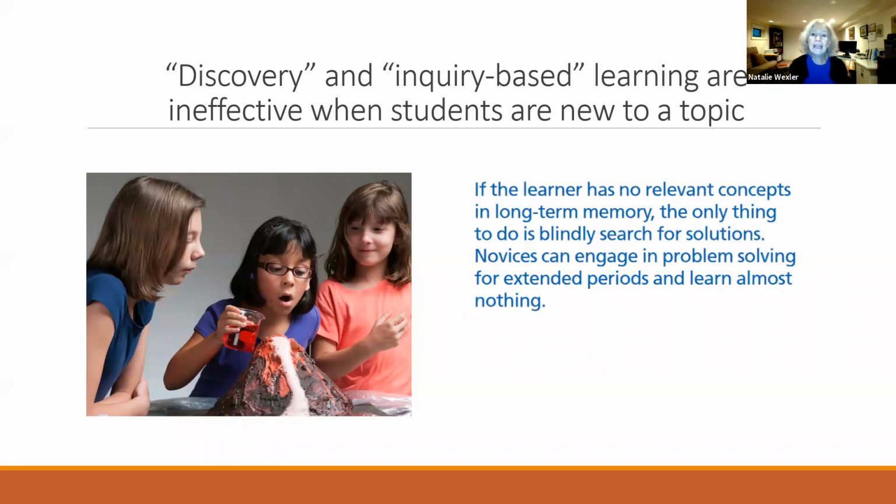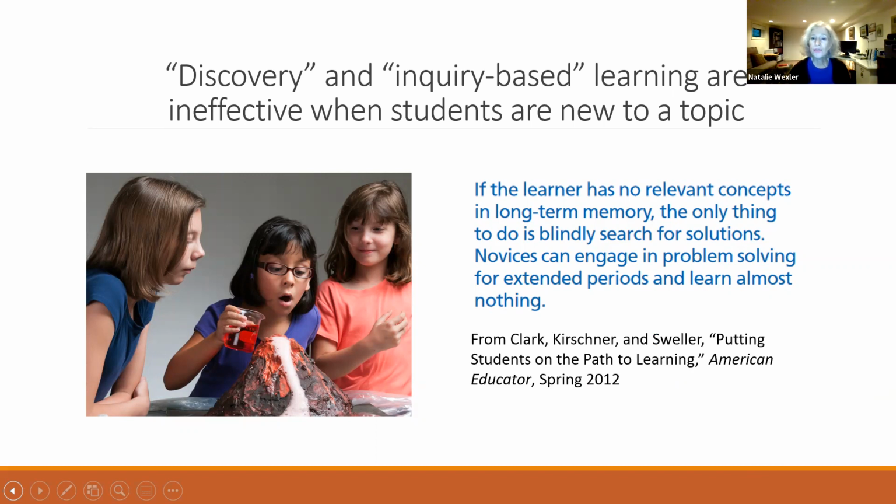So it's been said, if the learner has no relevant concept about the particular topic in long-term memory, the only thing to do is blindly search for solutions. Novices can engage in problem solving for extended periods and learn almost nothing. It's just too overwhelming on working memory. And that's from an article called Putting Students on the Path to Learning.